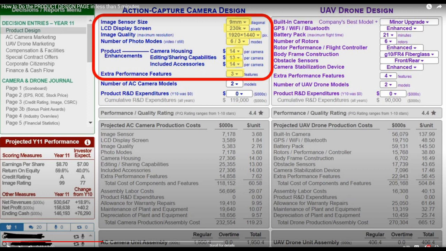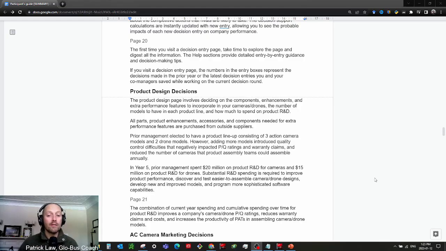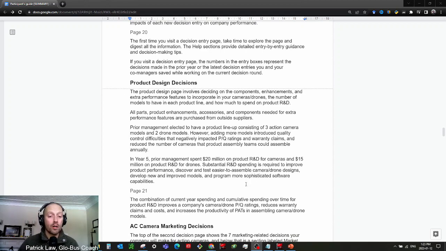Substantial R&D spending is required to improve product performance, discover and test easier to assemble camera drone designs, develop new and improved models, and program more sophisticated software capabilities. The combination of current year spending and cumulative spending over time for product R&D improves a company's camera drone PQ ratings, reduces warranty claims and costs, and increases the productivity of PATs in assembling camera drone models.